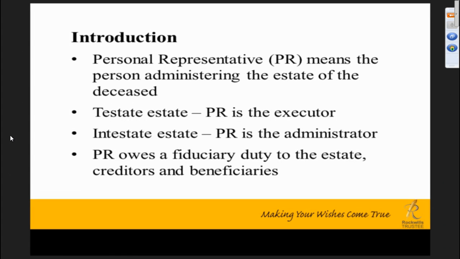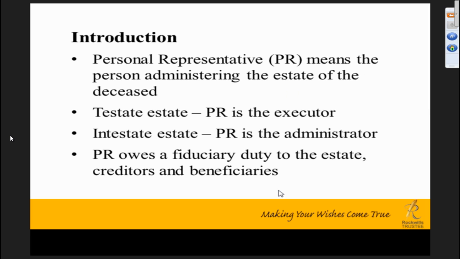Right now, let me just do a little bit of introduction. Now, the words I'm going to use are, for example, personal representative. Personal representative in this case would mean the person administering the estate. So if there's a will, then it will be the executor, or that's where you have a testate estate. If there is no will, then the personal representative is the administrator.